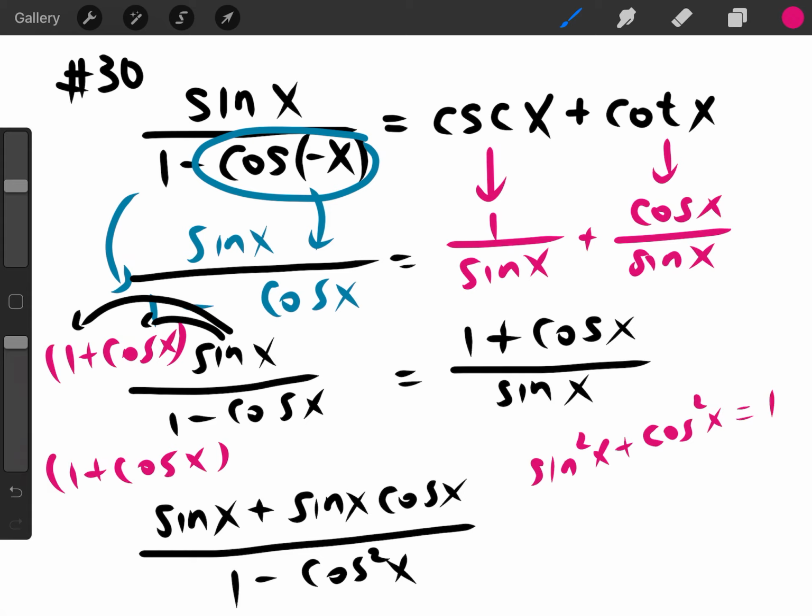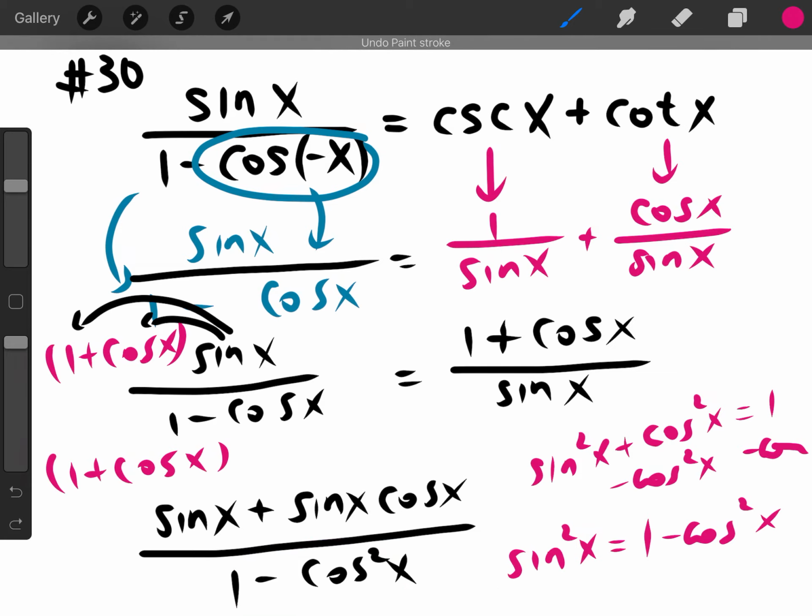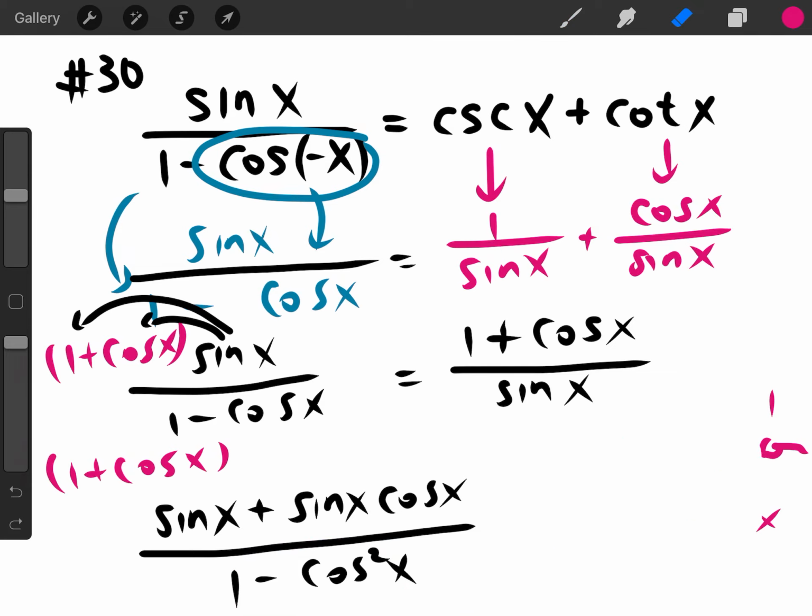Okay, so bringing back the old memory, the old identity: sine square x plus cosine square x equal to 1. If you subtract cosine square x on both sides, you should get sine square x equal to 1 minus cosine square x. And so this is going to equal to sine square x. Okay, there we go. Change that to sine square x.